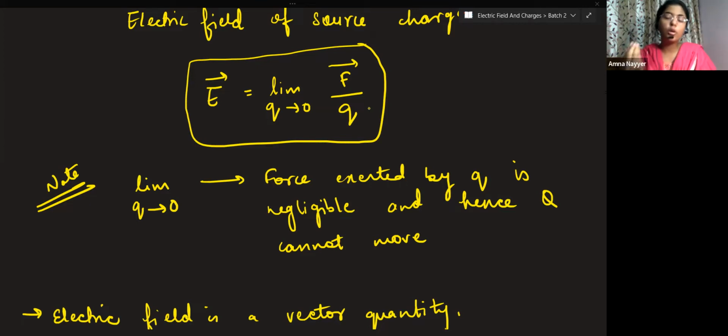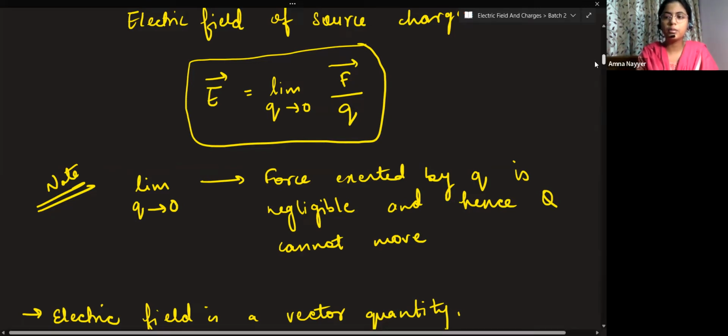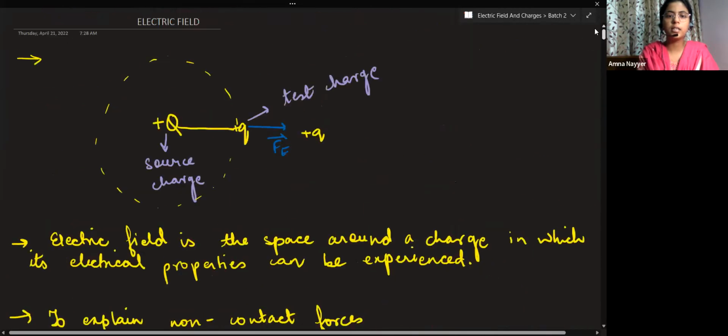small q will also repel capital Q, no? So capital Q will push itself. If you look in here, if we don't keep it stationary, small q will also exert force on it and it will move. But we want this source charge to be a stationary charge. So what we have done, we have added this symbol, limit q tends to 0.